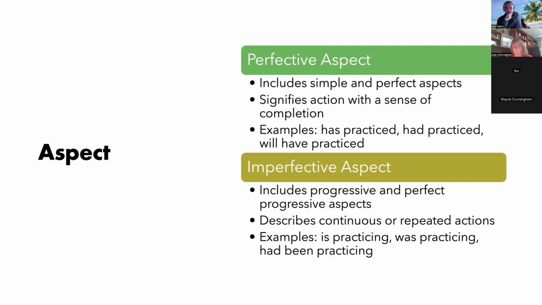perfective aspect, right? It includes both simple and perfect. Again, it signifies the action with a sense of completion. So I have practiced, had practiced, will have practiced. And the imperfective aspect includes the progressive and perfect progressive aspects. And it again describes continuous or repeated actions. So is practicing, was practicing, or had been practicing.